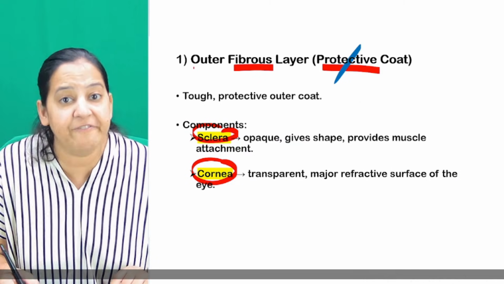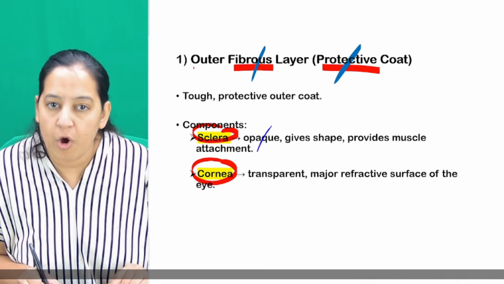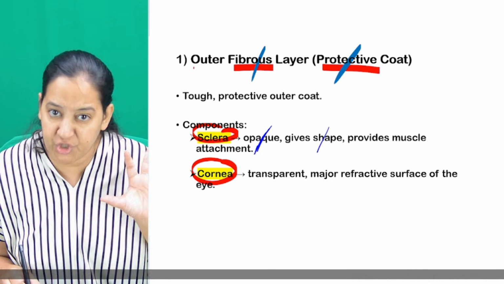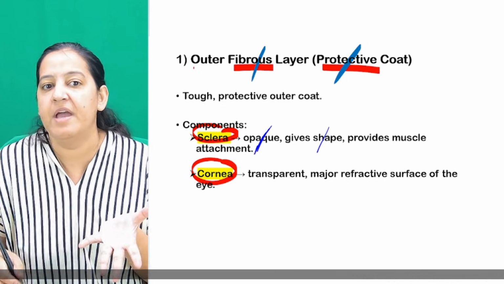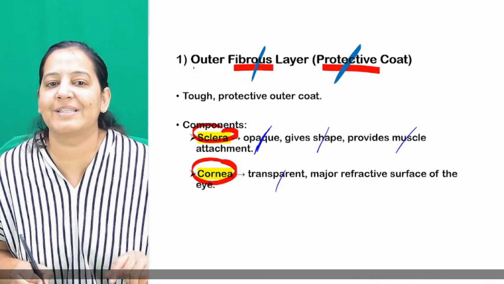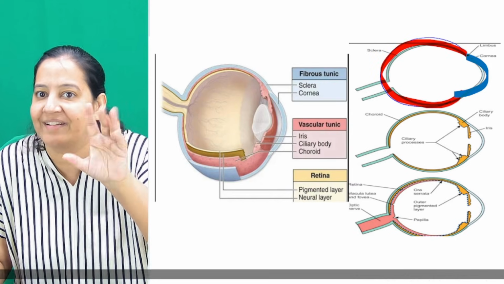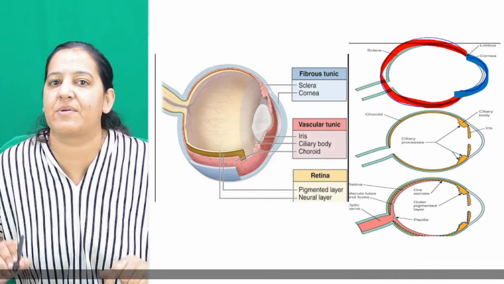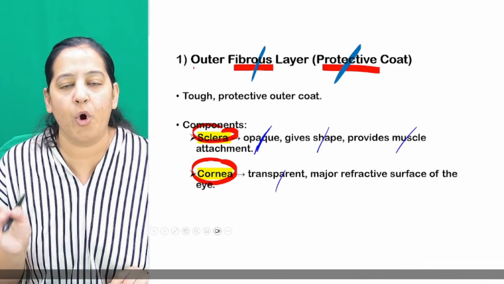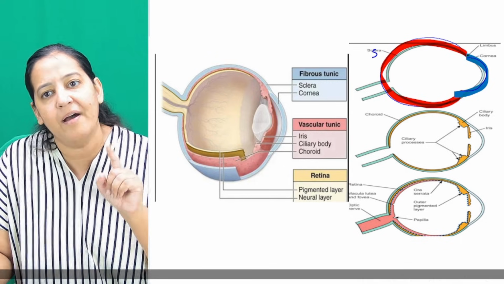It is having a protective function. It's fibrous in nature. Okay, the sclera is white, opaque in color. It gives shape to the eyeball, the spherical shape, and it provides a surface for muscle attachment. The cornea is transparent. So if you see the red color portion I have marked, it is opaque, white color. And the blue color portion I have marked, it's transparent. Okay. So that's sclera and cornea, the outermost layer. So outermost layer is made up of two things, sclera and cornea.